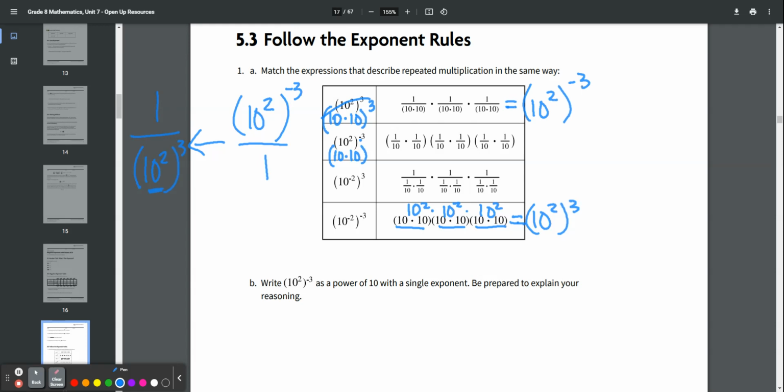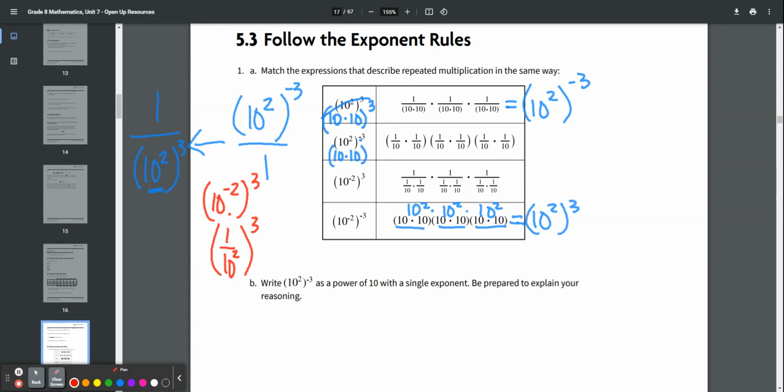Now that's going to make the next one look just a little bit different. I'm going to switch colors so we don't lose it. 10 to the negative second power. Likewise, we do the same thing, 10 to the negative second power raised to the third power tells me that I need to take the reciprocal of 10 to the second power and make that 1/10 to the second power first, and then square that value.